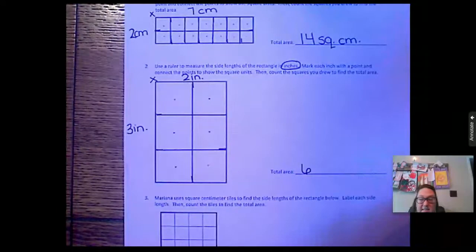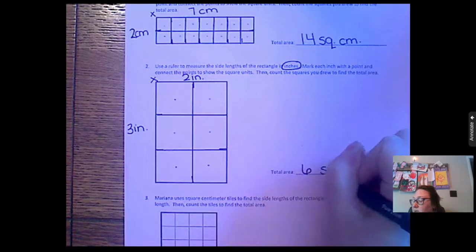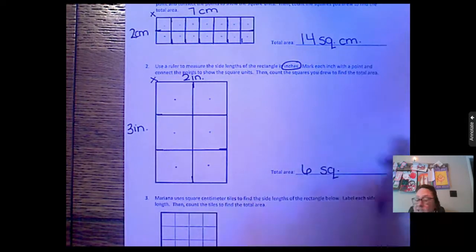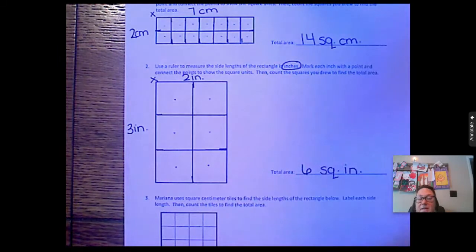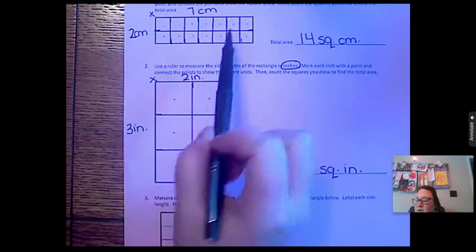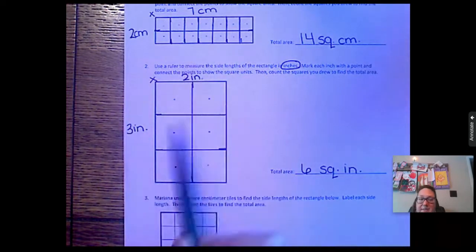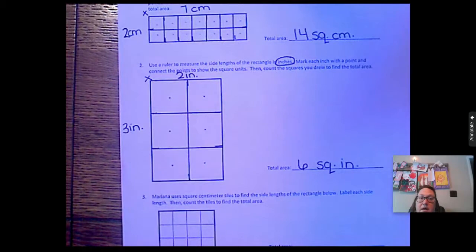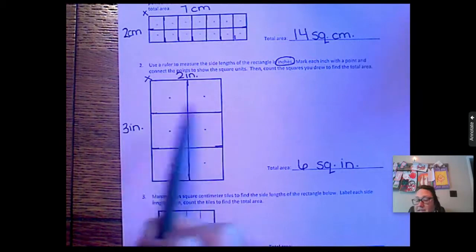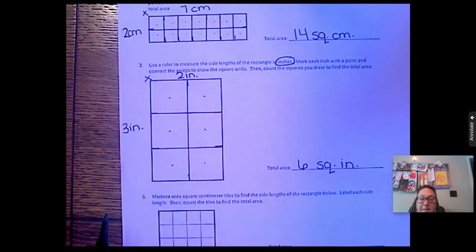Do I just leave it as a 6? No. Do I put 6 square centimeters? Do I do square centimeters like I did up there? What do I do? 6 square inches, right? 6 square inches. So what do we notice about our tiles here, our squares here, and our squares here? When it's centimeters, we fit a lot more in, right? Because they're a lot smaller, and these we didn't have nearly as many because our tiles were bigger.